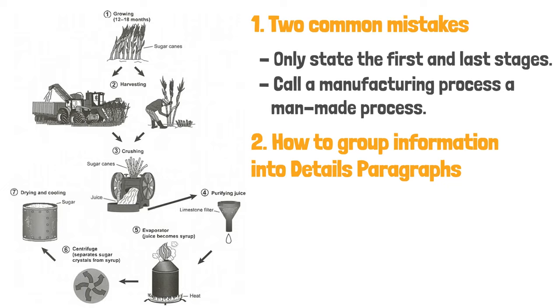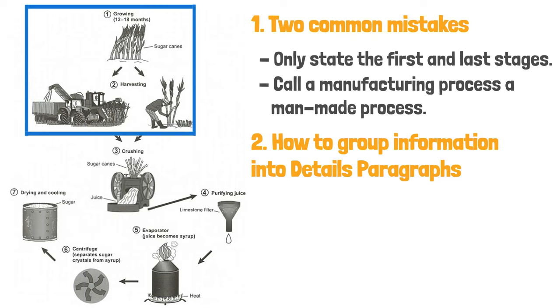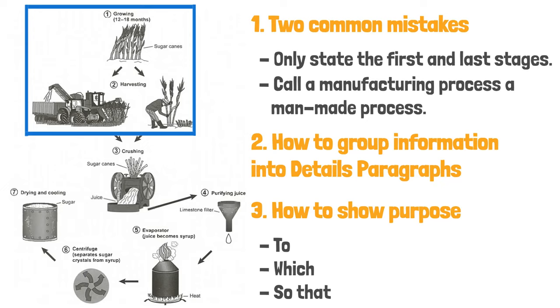We also talked about how to group information into details paragraphs. Basically, we group those steps that have something in common into one paragraph, like these two steps both take place in the field. Finally, we talked about showing purpose. This can make your sentences more detailed, helping you reach the required minimum word count. We can use "to," "which," or "so that" to express purpose.